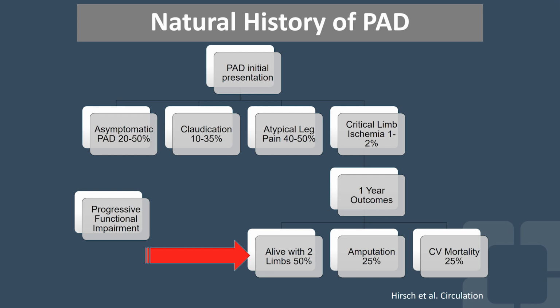But the reason that's so critical is once you have critical limb ischemia, the 1 year outcomes are pretty poor. In 1 year, about a quarter of these patients will have an amputation if nothing is done. A quarter of those patients may have cardiovascular related mortality, and about 50% of those patients will be alive with 2 limbs, and those are pretty sobering numbers.